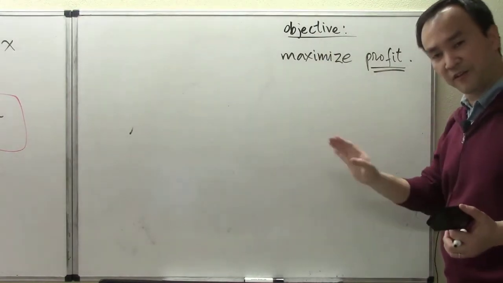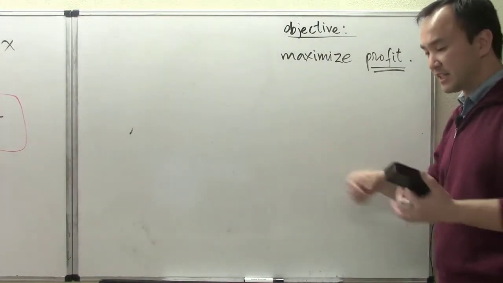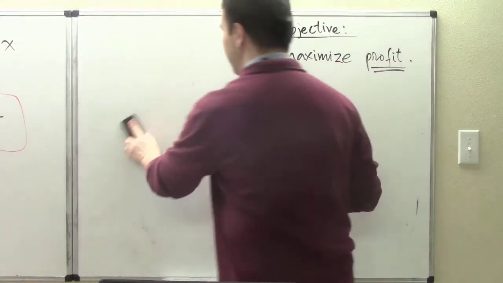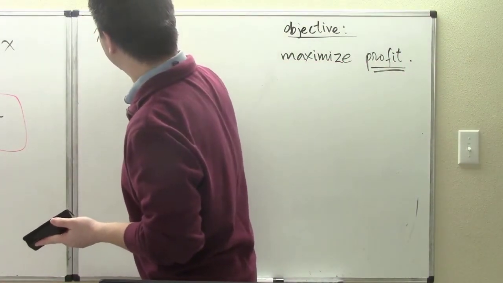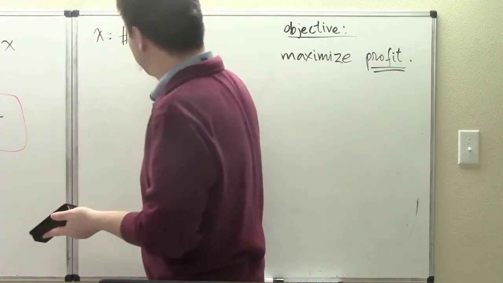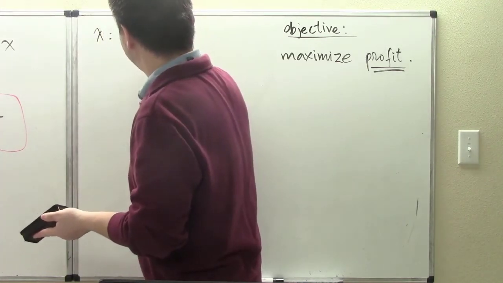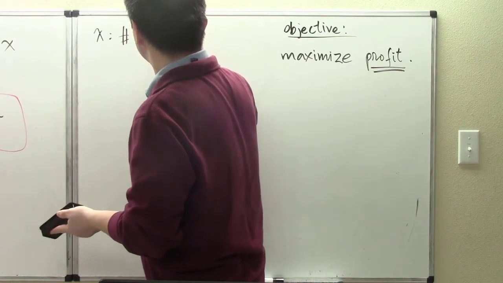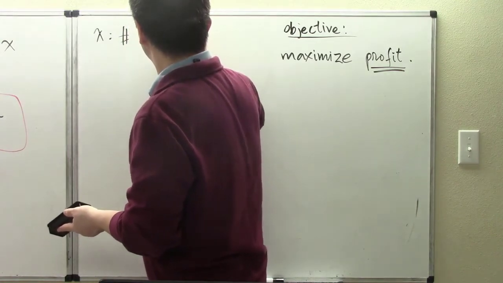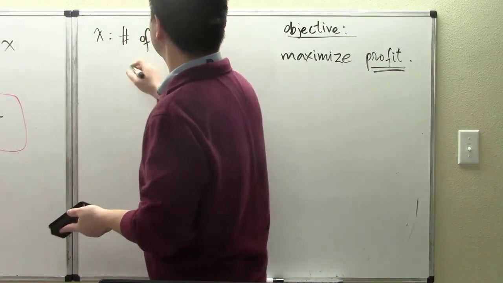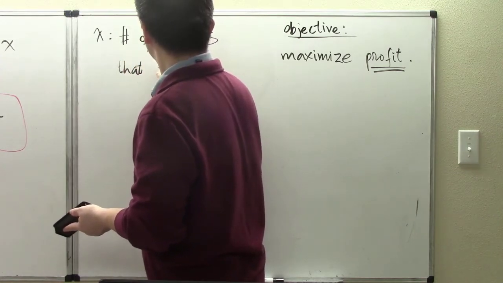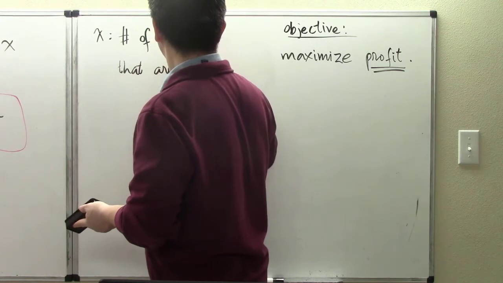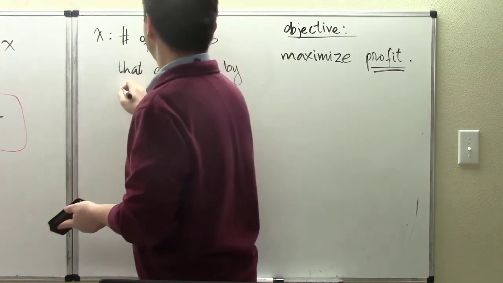And it is a function in terms of the number of p phones being sold. So now at this point, I have some opportunity to write down the meaning of the variable. Here, x is the number of p phones that are sold by the parent company.